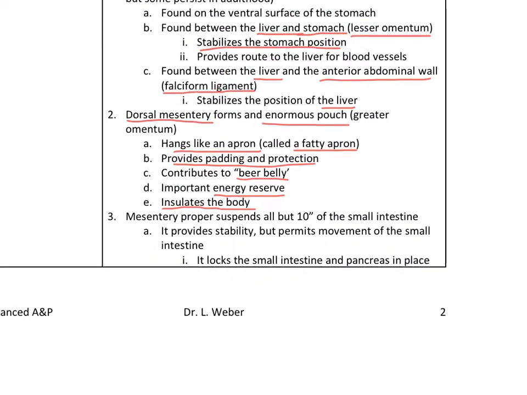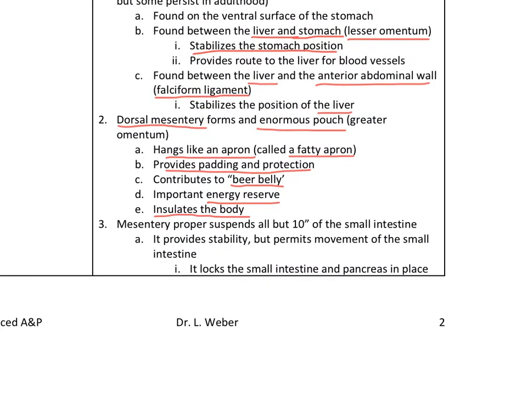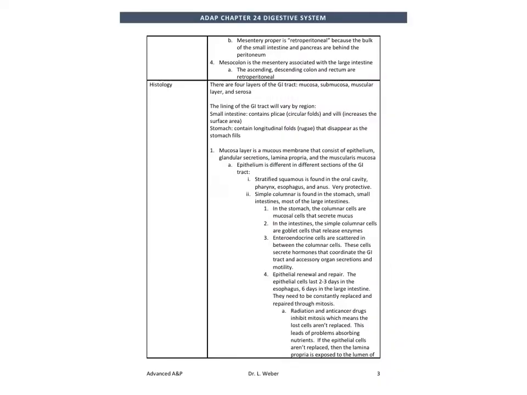Then we have mesentery proper, and mesentery proper is found in the small intestine, about all of the small intestine pretty much, except for maybe 10 inches of it. And it locks the small intestine and the pancreas in place.